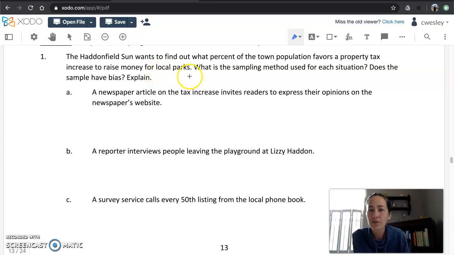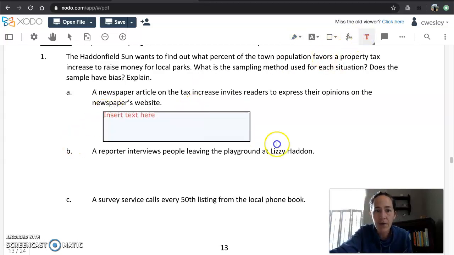What's a sampling method used for each situation, and does it have bias? Feel free to pause and make your own decisions about these before I talk through them, but a lot of these are opinion-based. I'm just going to offer one side of the story. So it says in Part A, an article in the newspaper on the tax increase invites readers to express their opinions on the newspaper website.